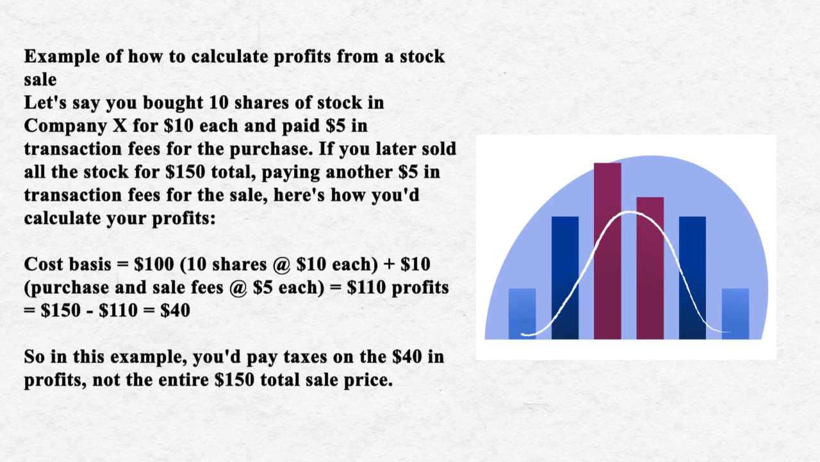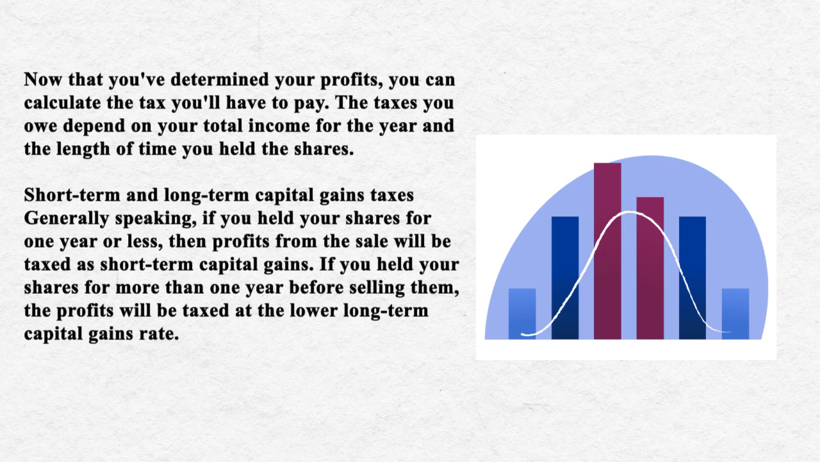The cost basis equals $110. That's 10 shares at $10 each plus $10 purchase and sale fees at $5 each. Profits equals $150 minus $110, which equals $40. So in this example, you pay taxes on the $40 in profit, not the entire $150 total sale price. Now that you've determined your profits, you can calculate the tax you have to pay.